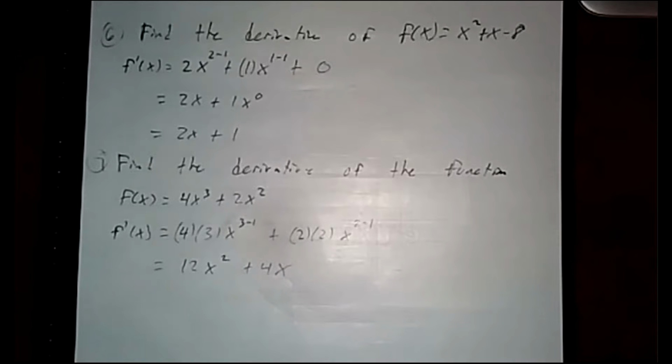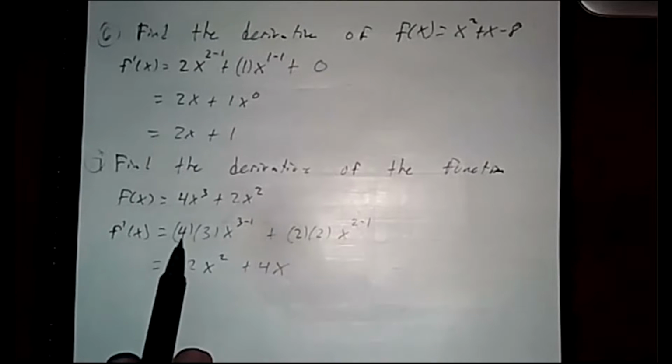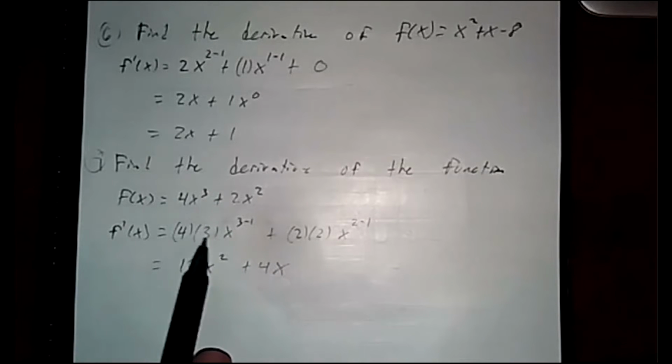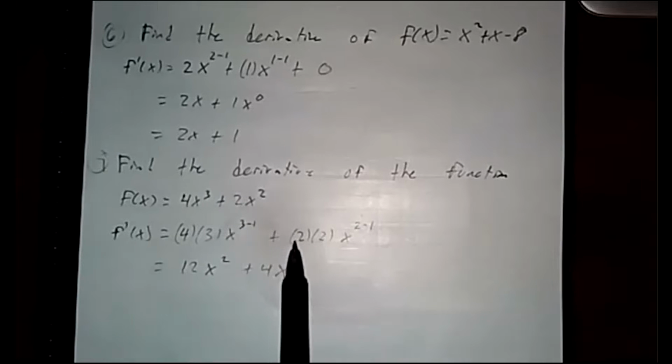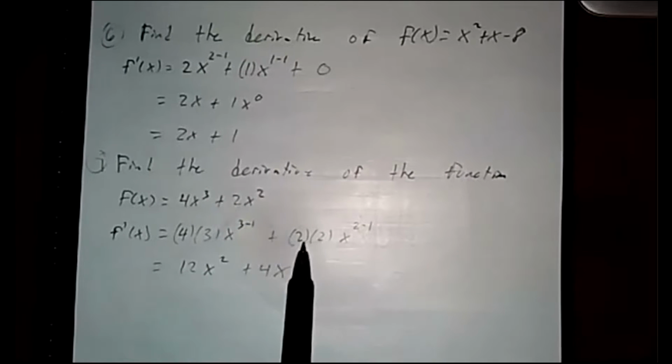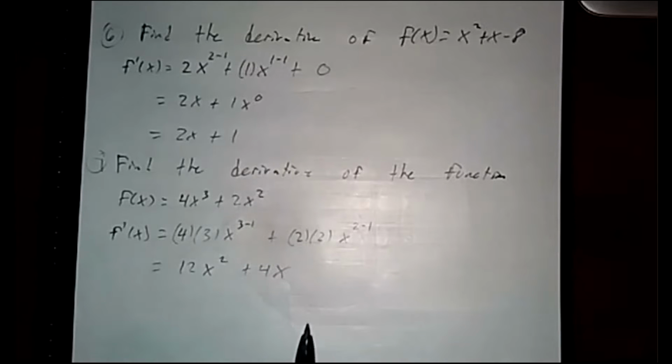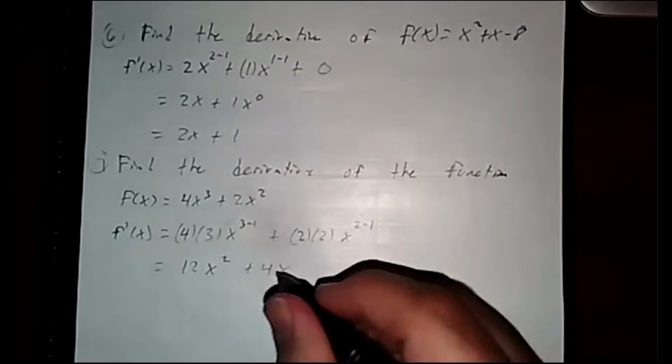Do you follow all the steps? Or does anyone not follow it, I guess is probably a better question. But you said you dropped the 3 down, right? In the beginning. Yeah, so that 4 was already there, that's this 4. This 3 comes down to multiply the 4. Okay. And you subtract 1, giving you a 2. This 2 was already here, so you brought down this 2. That's why we have 2 of them. Subtract 1. Now we have a first power.